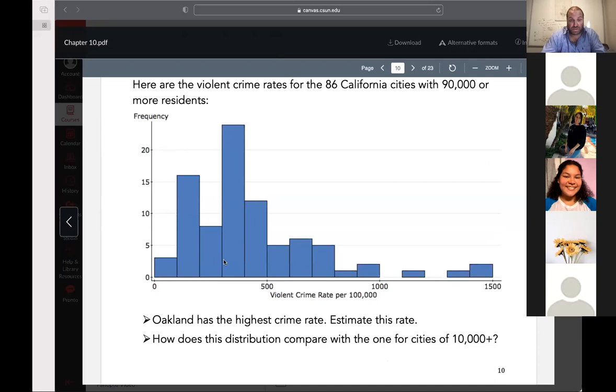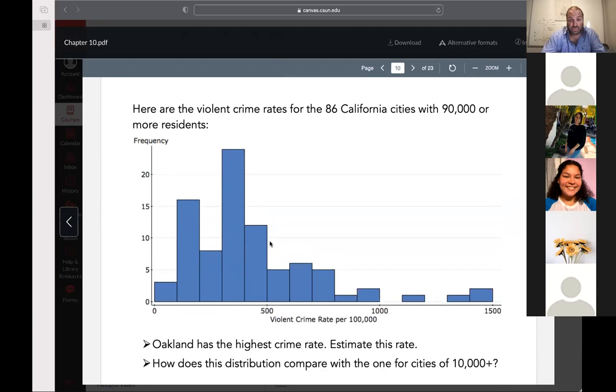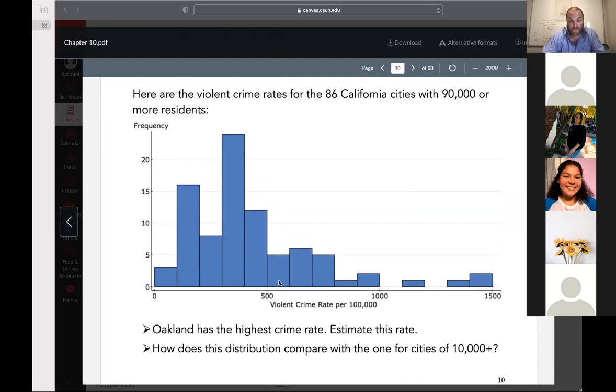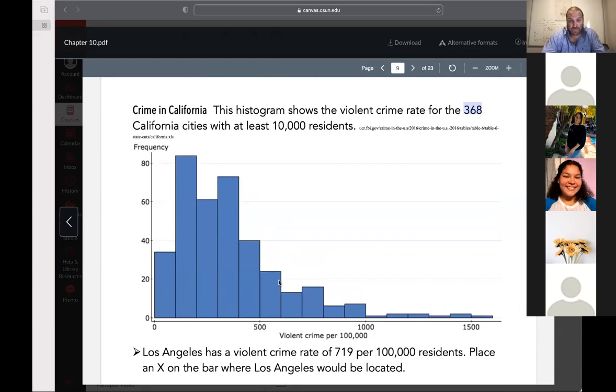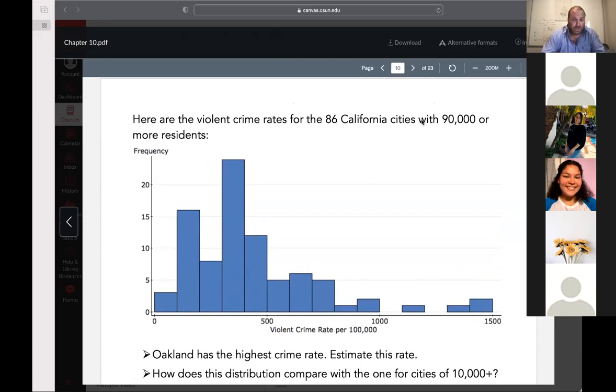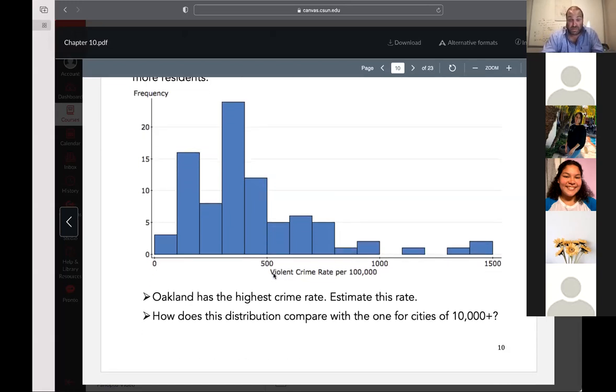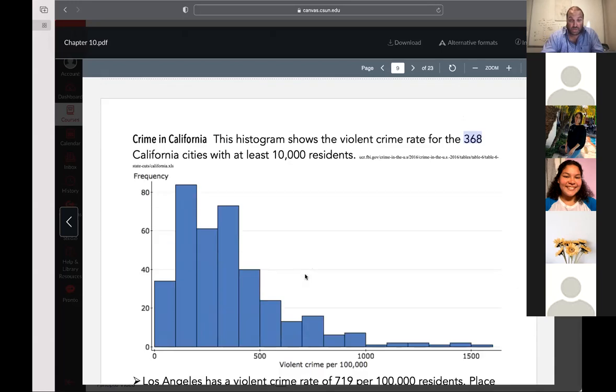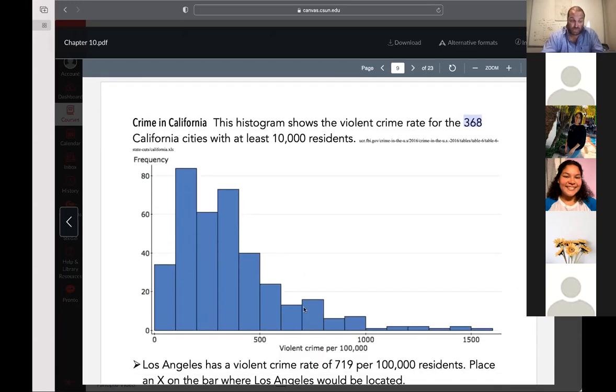Versus this one, which I think would be further to the right. Does it make sense that it should be further to the right? What do you think? Yeah, I think so, because if you have 90,000 or more residents, bigger cities, I would expect higher violent crime rates, which means amongst these you have more on the more violent side. But again, that's just me. I'm not a sociologist. I can just do the math.